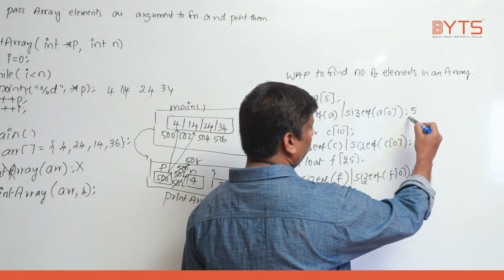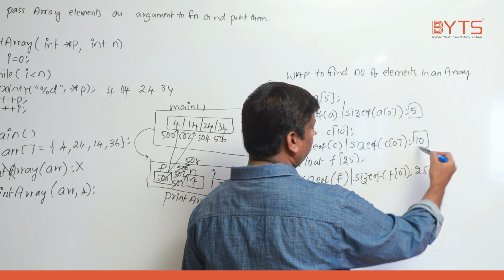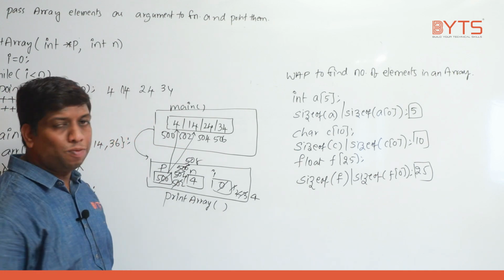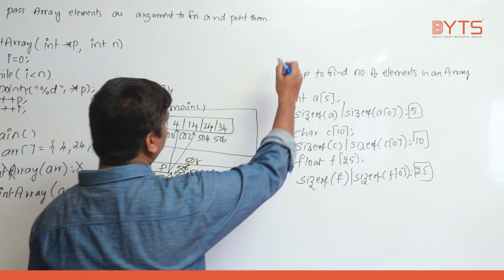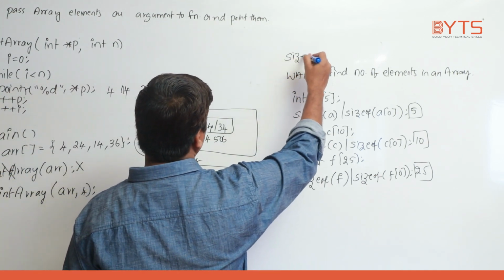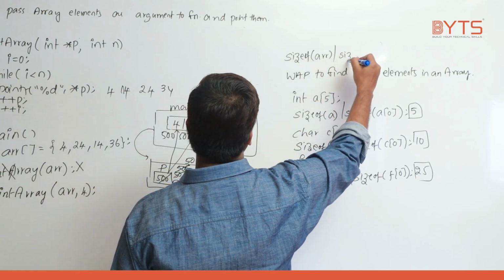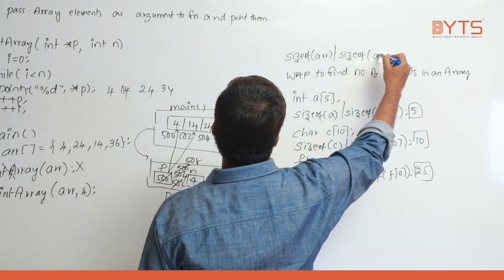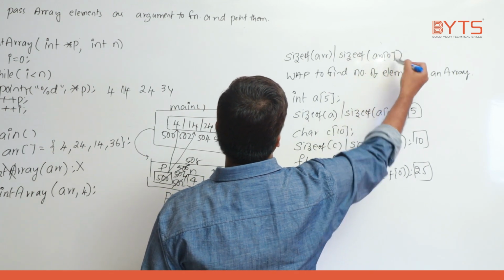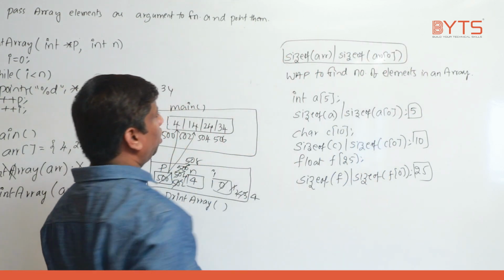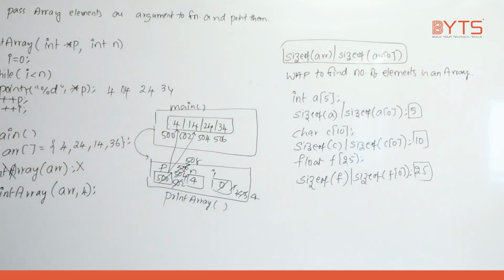So the first case we have 5 elements, the second case we are having 10 elements, and the last case we are having 25 elements. So what is the formula to find the number of elements in an array? Size of ARR by size of ARR of 0. This is the formula you need to remember. So you can use that formula going forward, that I am going to use.